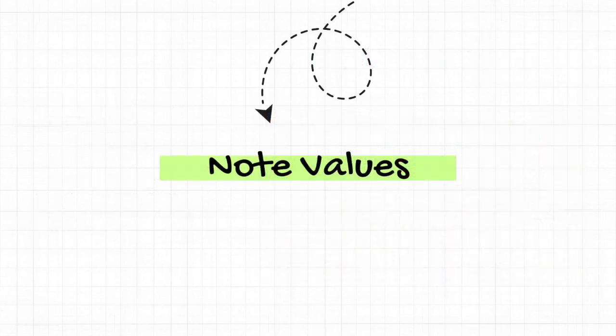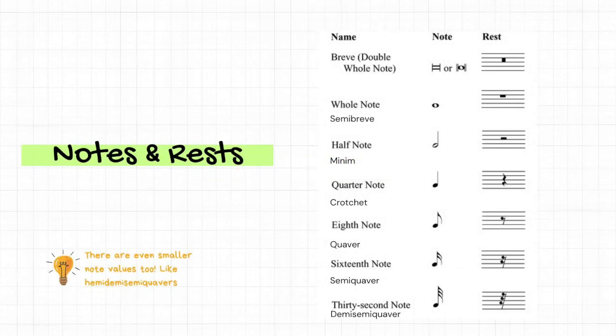The first element in the rhythm section will be the note values. These are the notes and rests covered until Grade 5. A breve, semibreve, minim, crotchet, quaver, semiquaver, and demisemiquaver. In fact, there are even smaller note values too, like hemidemisemiquavers. But it is not part of the syllabus, so I didn't include it.